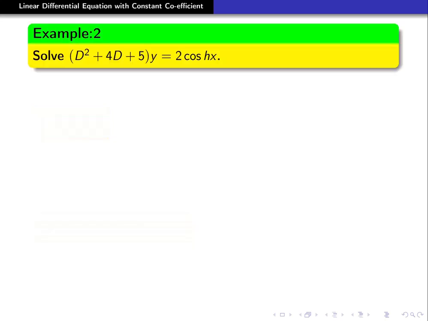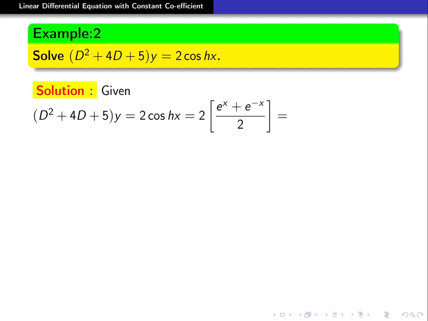So next problem. Solve (D² + 4D + 5)y = 2 cosh x. Given (D² + 4D + 5)y = 2 cosh x, we already know the formula. So cosh x we can write in terms of exponential terms: 2 times (e^x + e^(−x))/2. So the 2 and 2 get cancelled, and we get e^x + e^(−x). So for the auxiliary equation, we replace D with m.